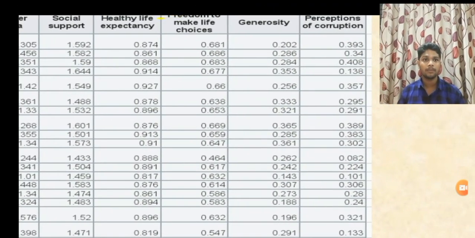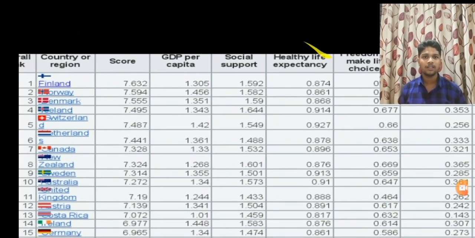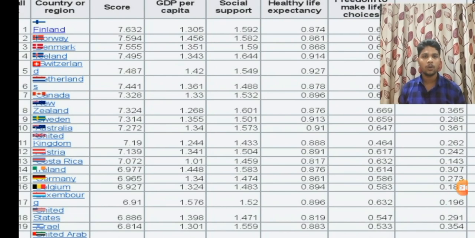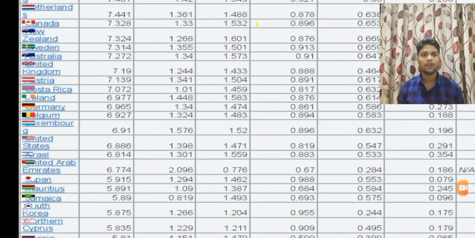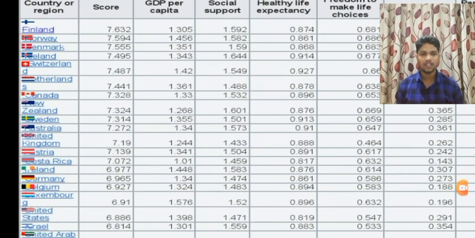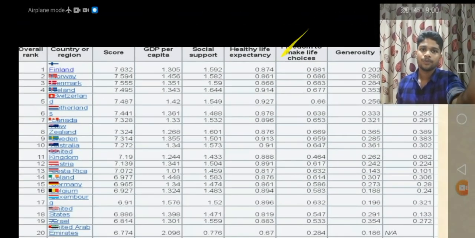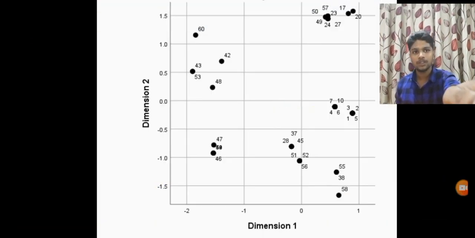we have multiple dimensions. And how do we represent them in a single graph? In many situations we may be able to plot two-dimensional or three-dimensional data, but here we have more than three. Here we have multiple dimensions. So the problem with us is to reduce the data to fewer dimensions. So that is what multidimensional scaling has to do with.